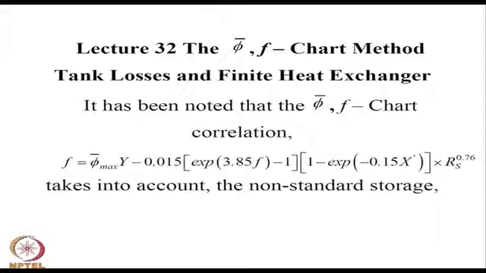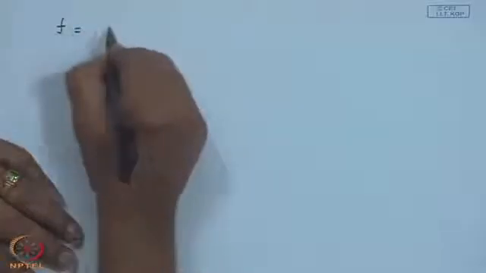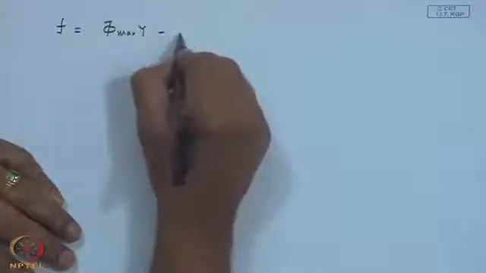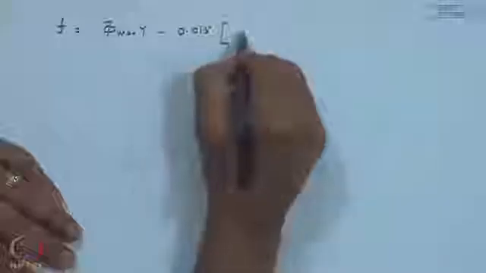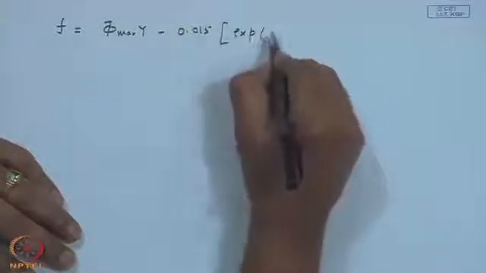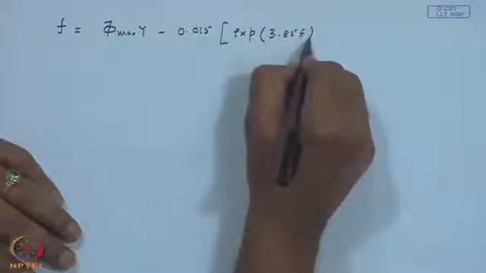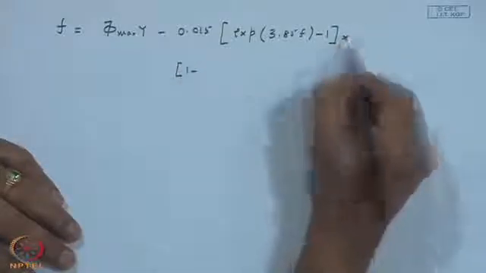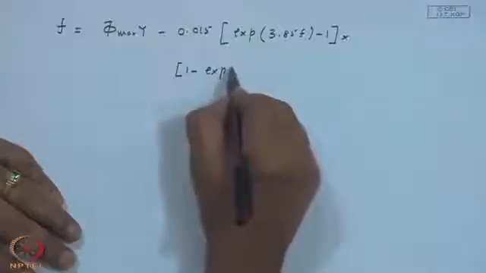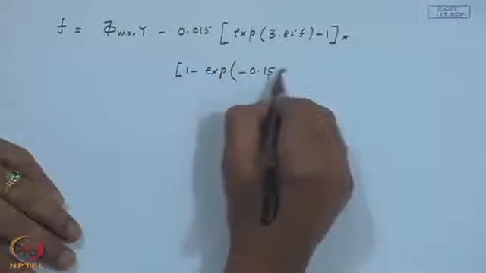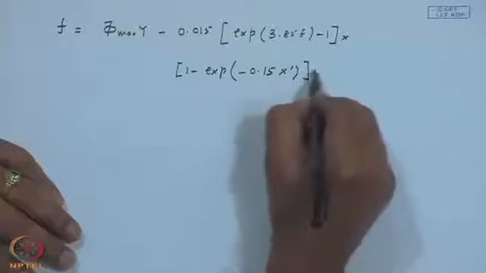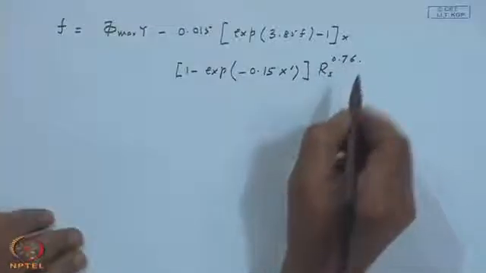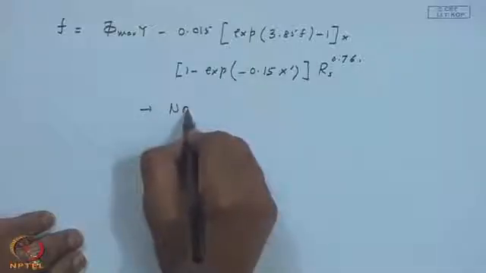So, we shall just recall the correlation F in the phi-bar f-chart method is given by phi-bar max Y minus 0.015 exponential 3.85 F minus 1, times 1 minus exponential minus 0.15 X dashed, times the standard storage to actual storage ratio raised to the power 0.76. So, this takes into account the non-standard storage.